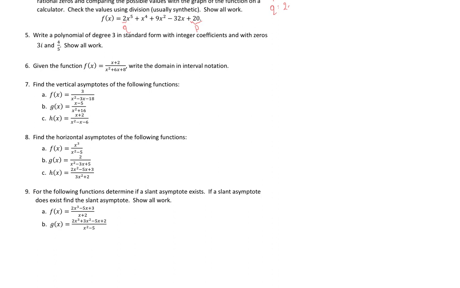Now let's find all of our factors of it. So plus or minus 1 and 20, plus or minus 2 and 10. 3, 20 divided by 3 doesn't work, so we'll go plus or minus 4 and 5. And then for 2, it's going to be plus or minus 1, plus or minus 2. So our possible rational zeros is going to be every single P over every single Q.